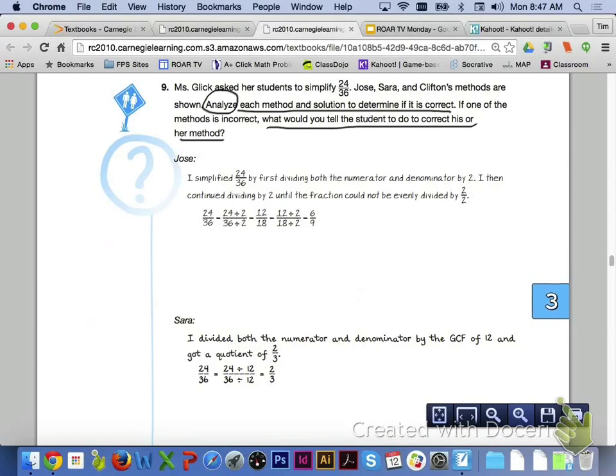Number 9 at the top of page 159, Miss Glick asked her students to simplify 24/36. Jose, Sarah, and Clifton's methods are shown. Analyze each method and solution to determine if it is correct. If one of the methods is incorrect, what would you tell the student to do to correct his or her method? So take a look at Jose, Sarah, and Clifton and answer with your group members.